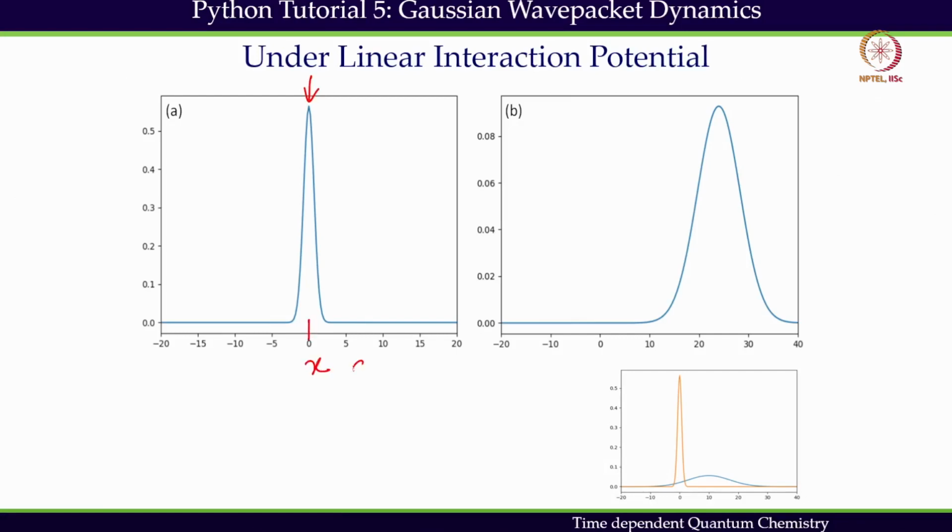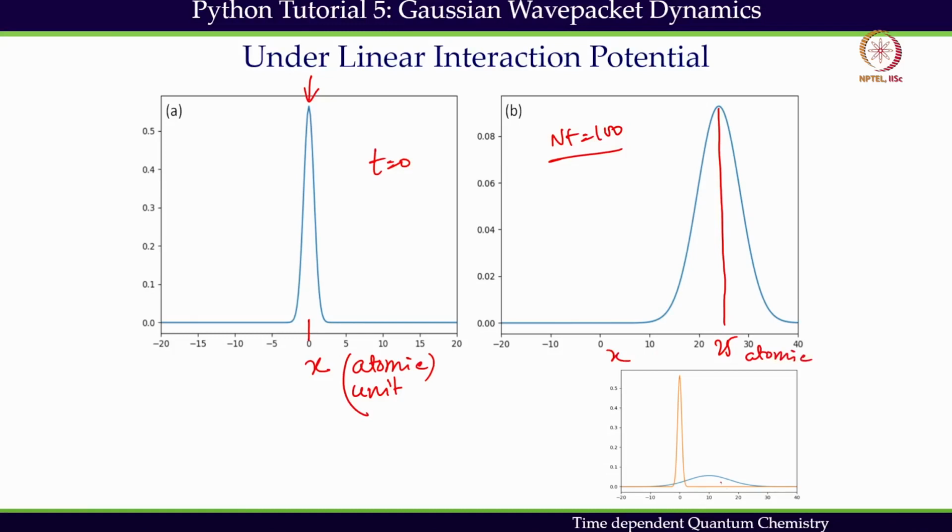This is x in atomic units, and it is centered at x equals 0. This is at t equals 0, and we have considered nt to be 100 here. So we see that for nt equal to 100, this is centered almost at 25 atomic units, whereas the free particle we have found was centered at 10 atomic units.